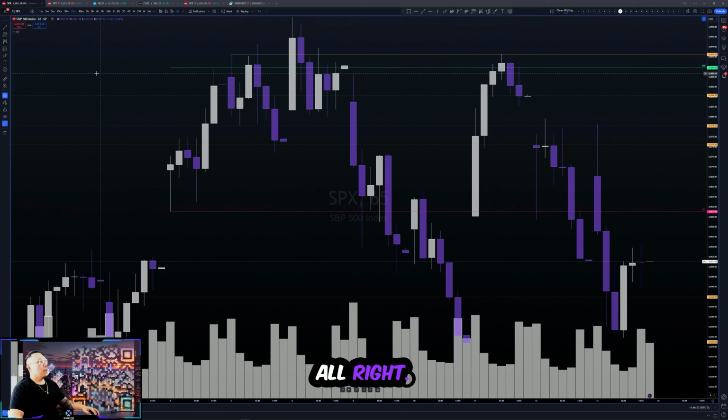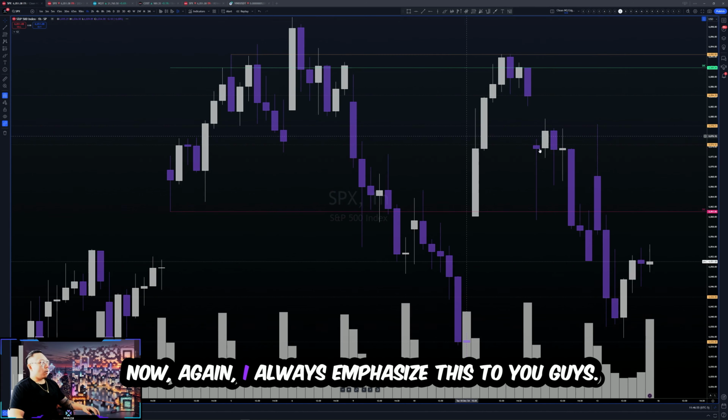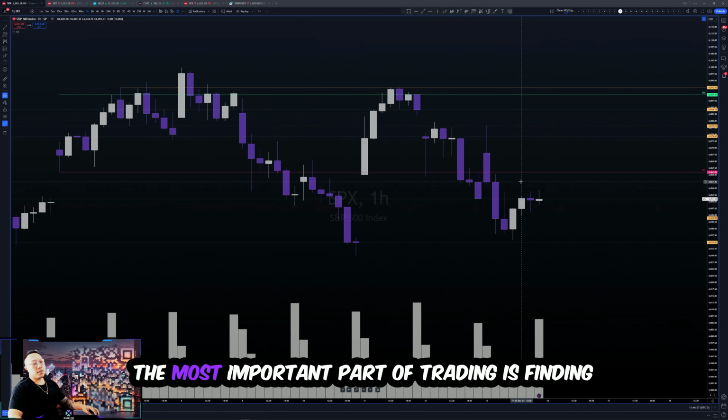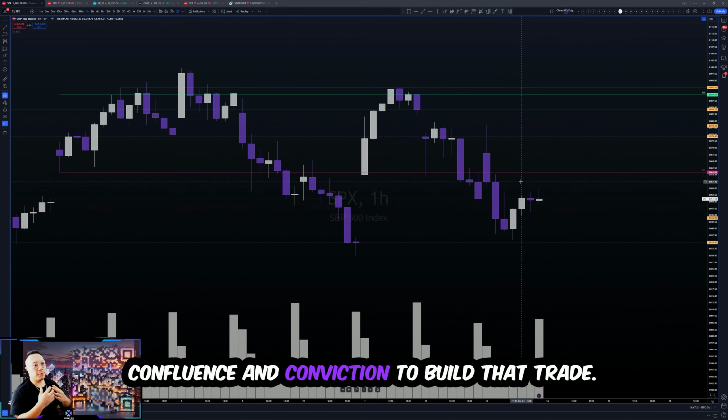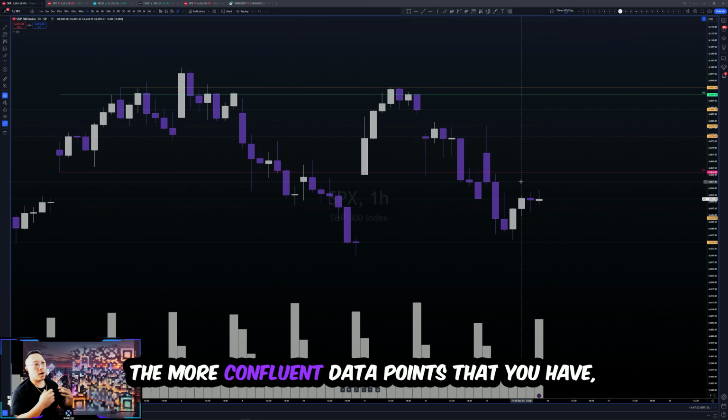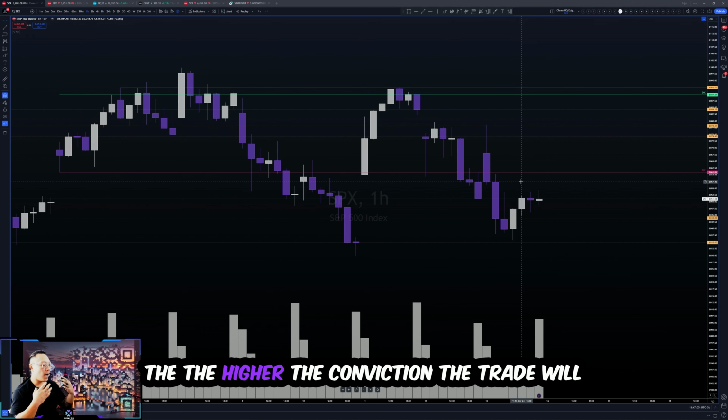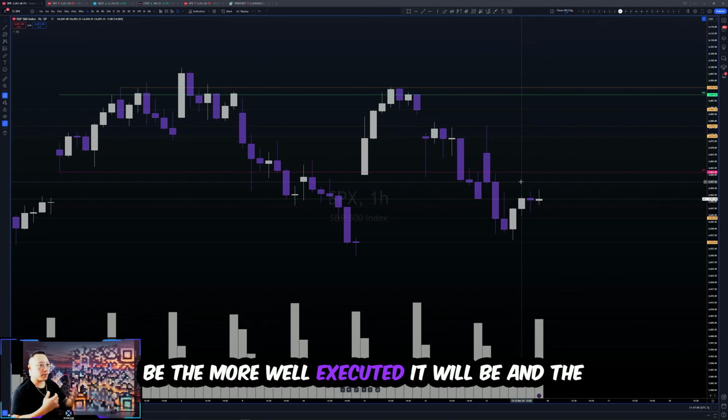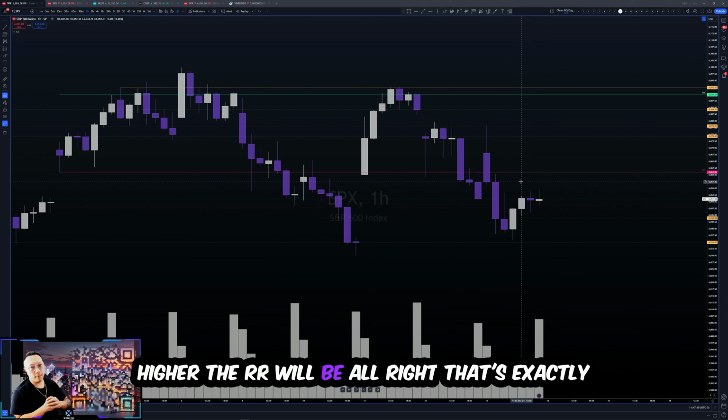All right. Now, again, I always emphasize this to you guys. The most important part of trading is finding confluence and conviction to build that trade. The more confluent data points that you have, the higher the conviction the trade will be, the more well executed it will be, and the higher the RR will be. All right. That's exactly what we've been doing with this.